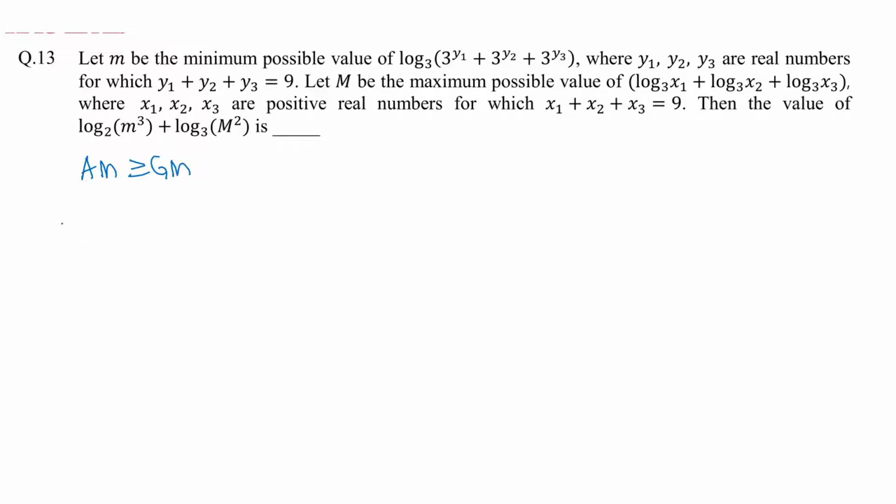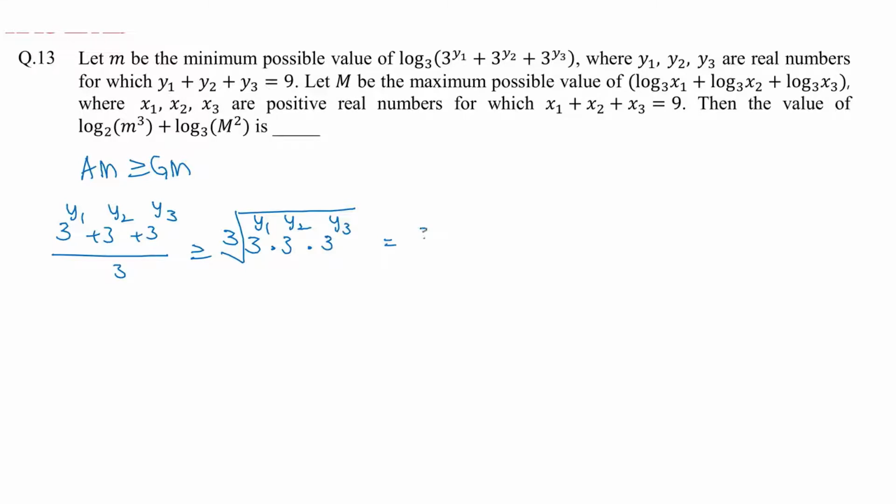So if I apply this for 3^y1 + 3^y2 + 3^y3, divided by 3, that will be greater than or equal to the cube root of the product of these three terms, which is 3^y1 multiplied with 3^y2 multiplied with 3^y3. So this is going to be the cube root of 3^(y1+y2+y3), which is the cube root of 3^9. That is what is given in the question, y1 + y2 + y3 = 9.